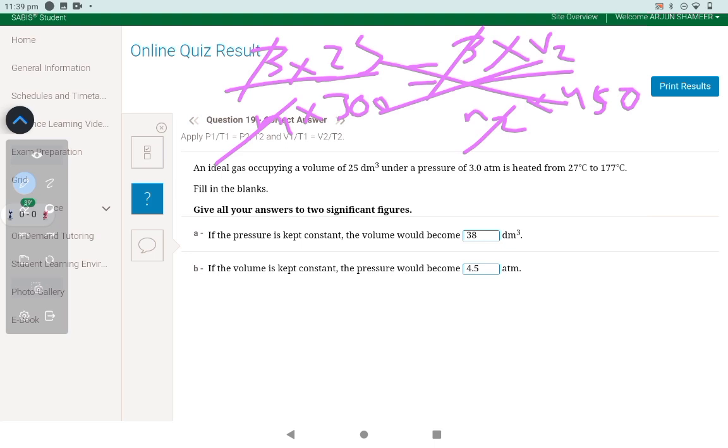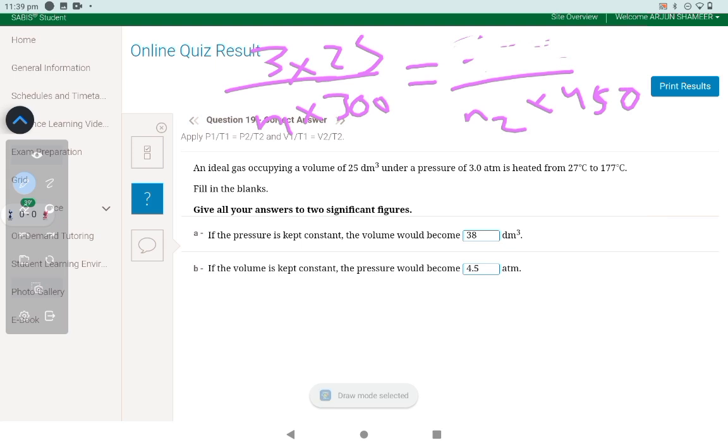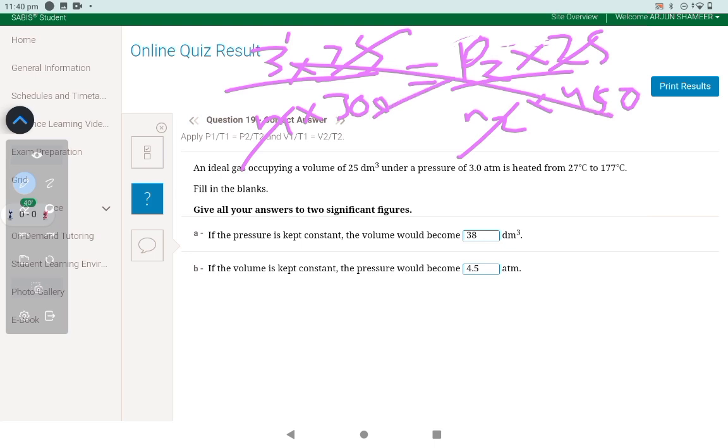Okay, now if the volume is kept constant, so same thing, but this time volume is constant and not the pressure. So let's say here it's going to be pressure 2 multiplied by volume 2, which is constant, so 25. Cross multiply again, so 3 times 450 divided by 300, we get 4.5. Yes.